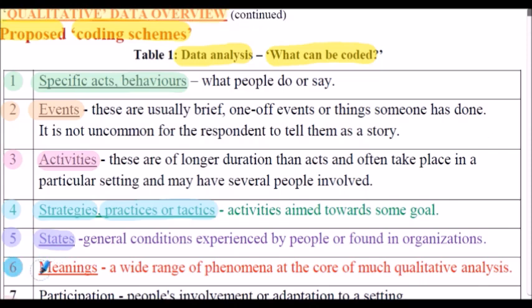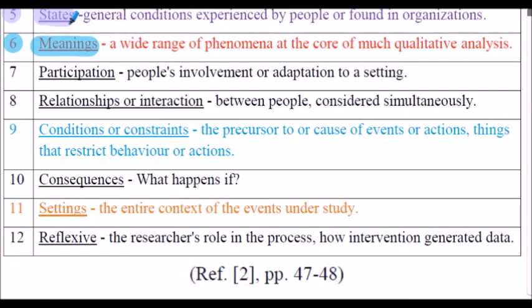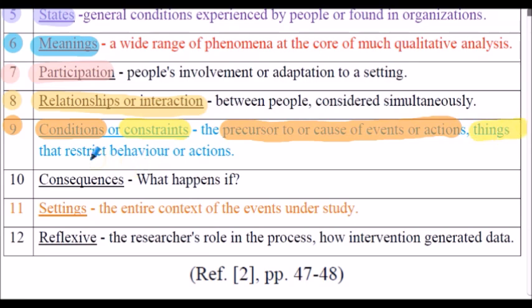6, meanings. A fact or a situation that's observed that helps explain an occurrence. 7, participation, people's involvement or adaptation to particular settings. 8, relationships or interactions between people, for example within an organisation. 9 is conditions or constraints. Conditions relate to the precursor to or the cause of events or actions. Constraints relates to things that restrict behaviour or actions.